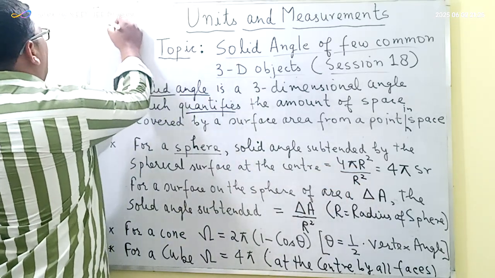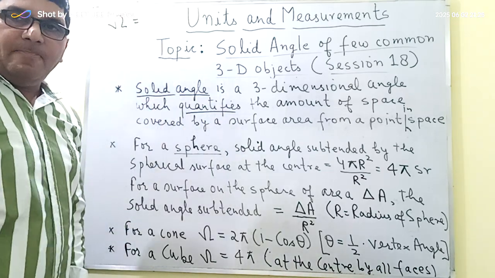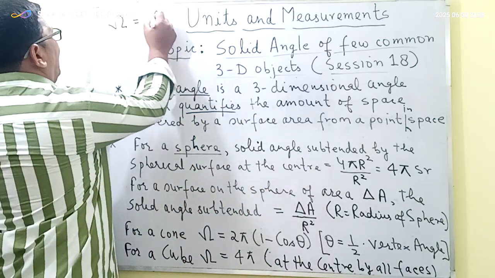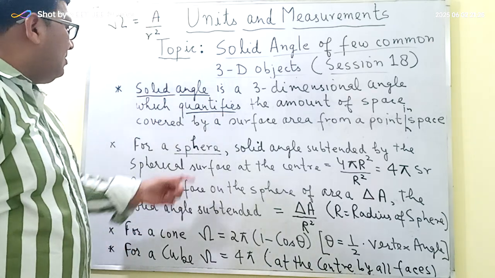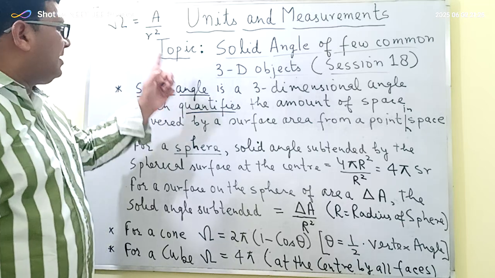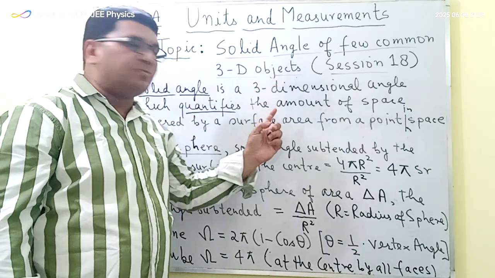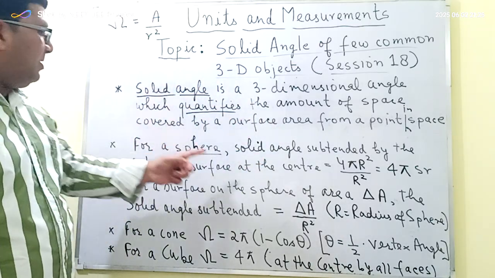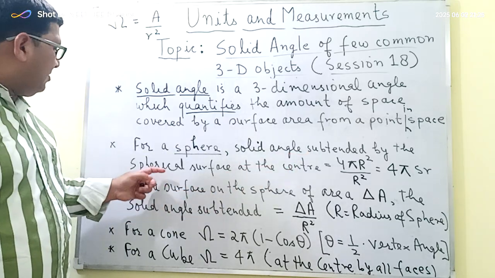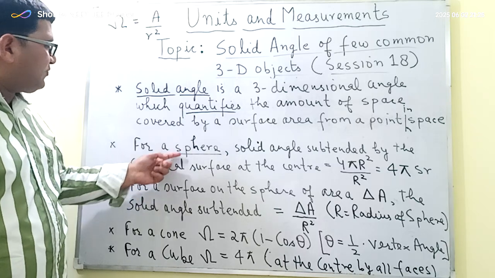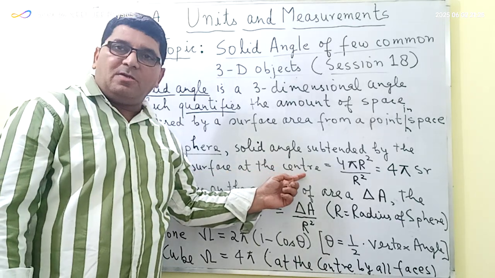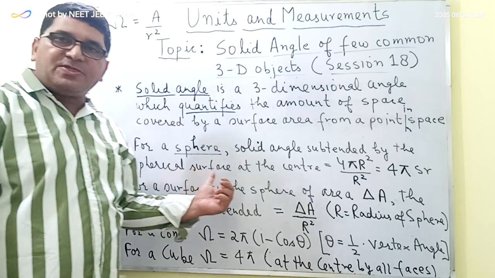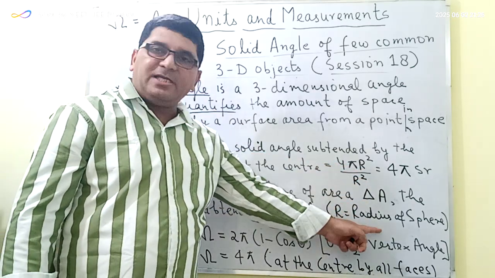the solid angle which is subtended by a particular surface area at any point is given by A upon r square, where A is the area of that surface divided by r, where r is the distance of that point from the center of that surface having an area A. Now by using this formula, the solid angle which will be subtended by a spherical surface at the center of the sphere will be equal to 4 pi r square, because the surface area of a sphere is equal to 4 pi r square, where r is the radius of the sphere.